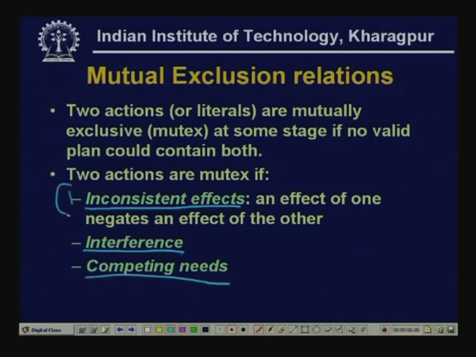First, we will look at what we mean by inconsistent effects. Two actions A1 and A2 are mutex, they cannot occur together, if an effect of one negates an effect of the other. Suppose the effect of A1 is P and the effect of A2 is not P. So, these two actions cannot come at this level of any valid plan.